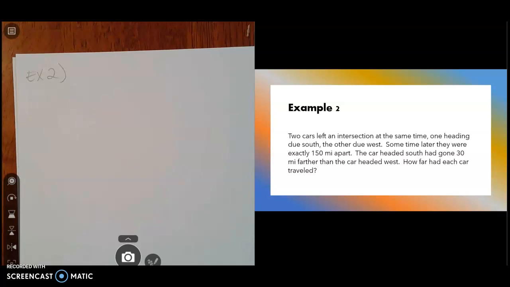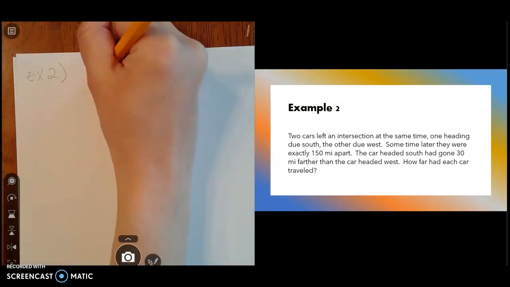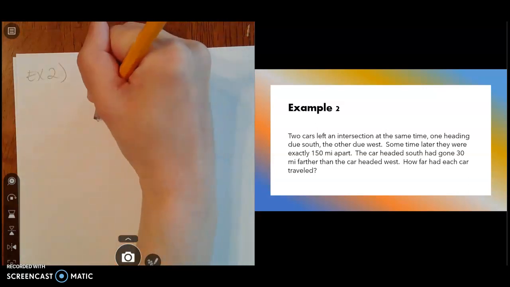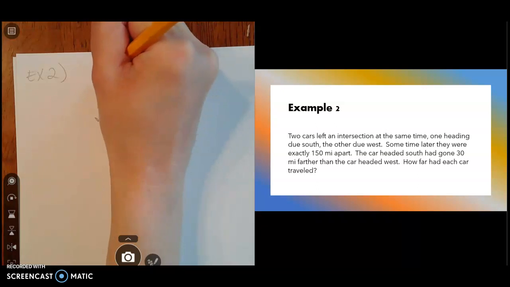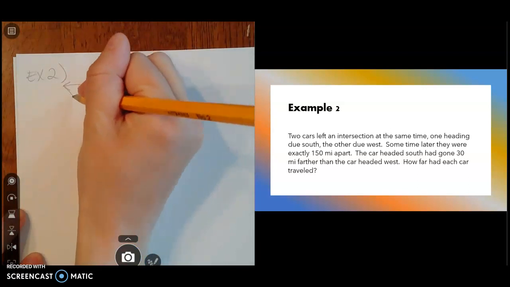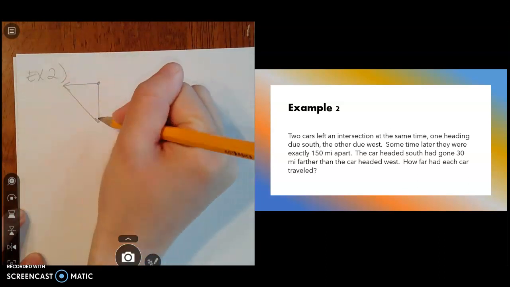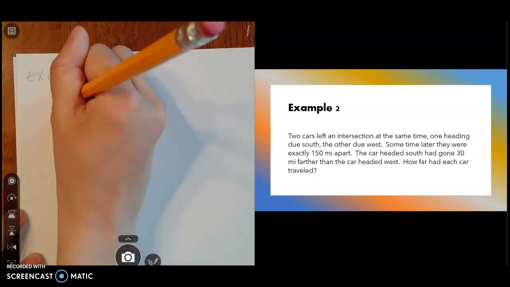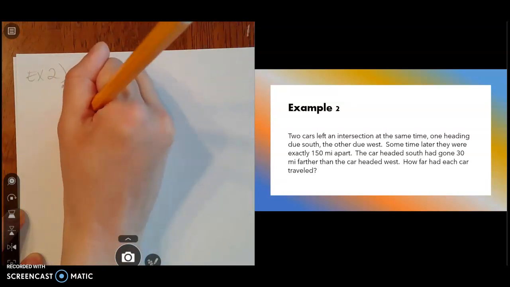I'm a very visual person, so I'm going to draw this, okay? So here's the intersection. One of them is going due south, and the other car is going west. Sometime later, they were exactly 150 miles apart. That's quite a lot of driving for both of them. So this distance from this car to that car is now 150 miles.